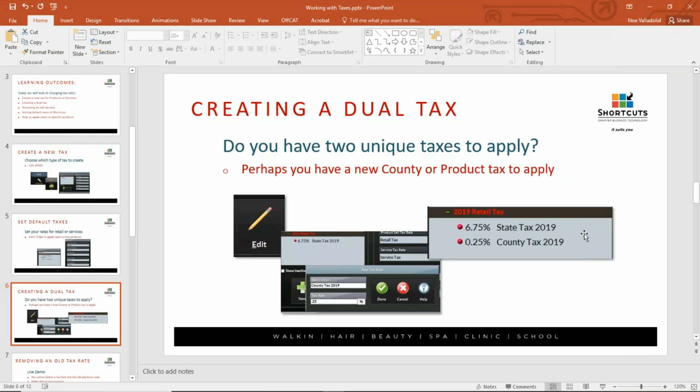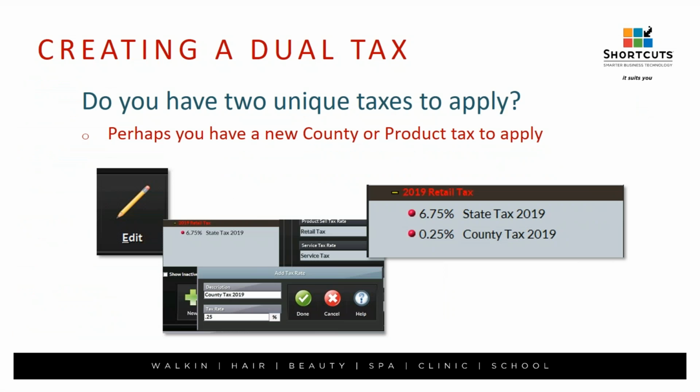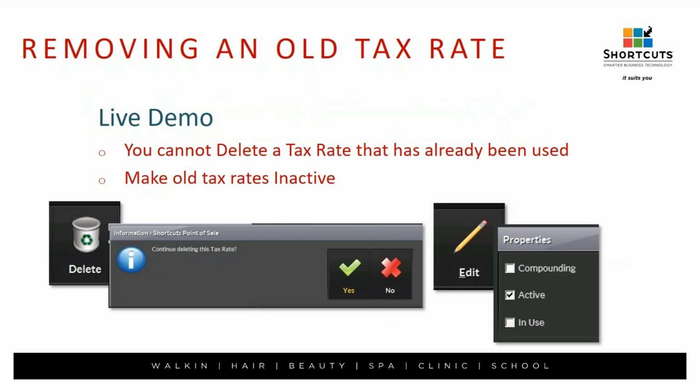So I'm back to the presentation. So we've been able to create a new service tax, and we've been able to create a new product tax. And we've even been able to create a new tax that requires two unique percentages. So the next question is, how do you remove an old tax rate? This is probably something you've tried to do, and Shortcuts told you, you cannot delete this tax rate. So what exactly do you do to the old taxes in case it's time to make a change?